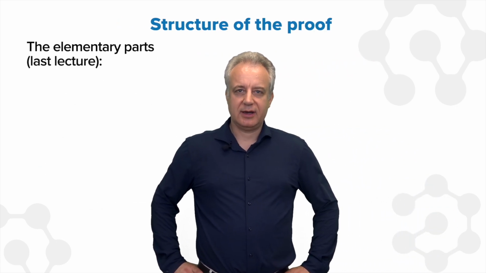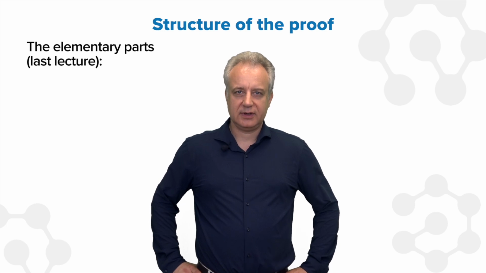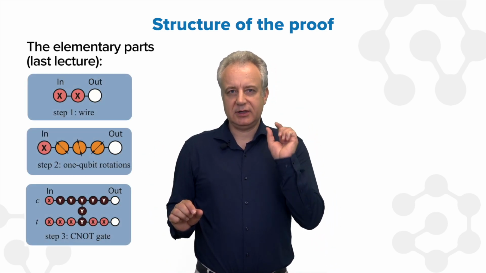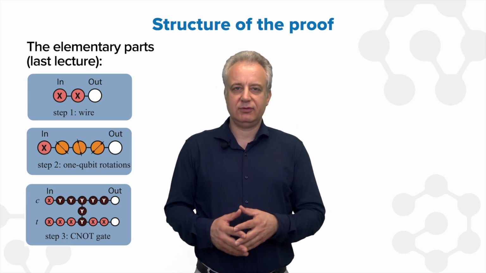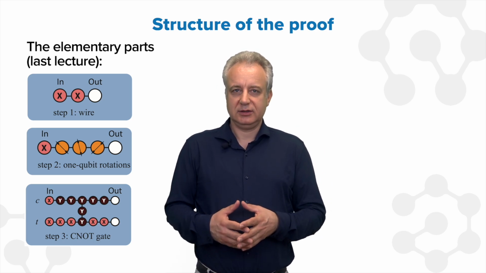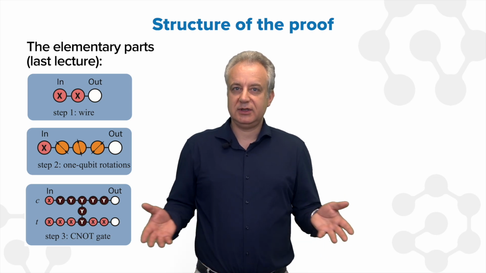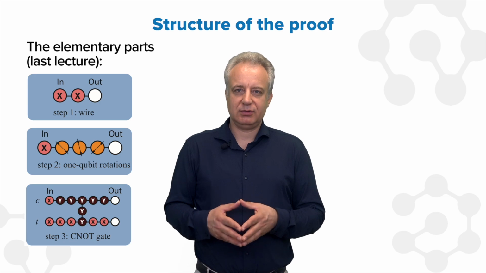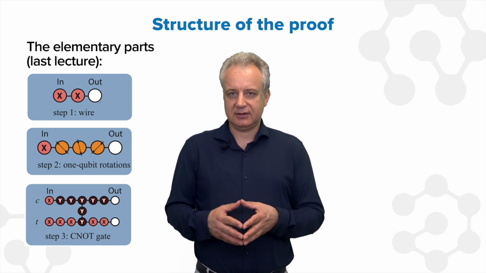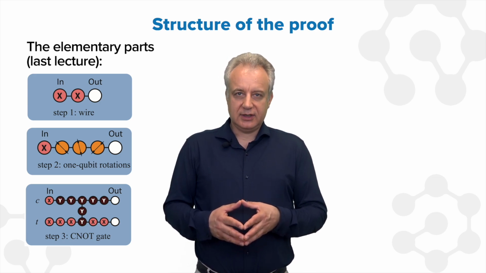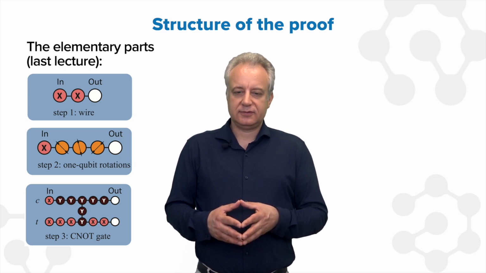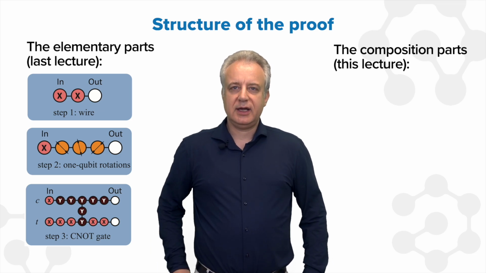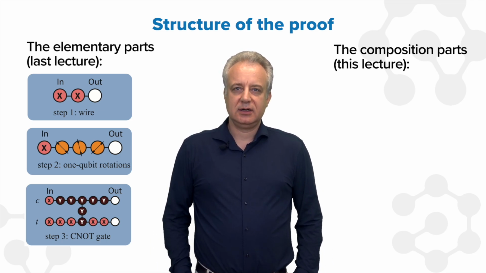This is the recap of the structure of the proof. The first three steps, which we did last time, established the elementary components, so the gates we have to implement. The first was wire, just the identity gate, then the more useful gates, the 1-qubit rotations and the entangling gates, like the CNOT. Today, in the second part of the proof, we will be combining these pieces. So today everything will be about composition.